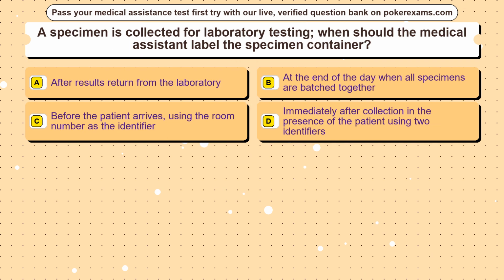Question 72. A specimen is collected for laboratory testing. When should the medical assistant label the specimen container? Option A, after results return from the laboratory. Option B, at the end of the day when all specimens are batched together. Option C, before the patient arrives, using the room number as the identifier. Option D, immediately after collection in the presence of the patient using two identifiers.